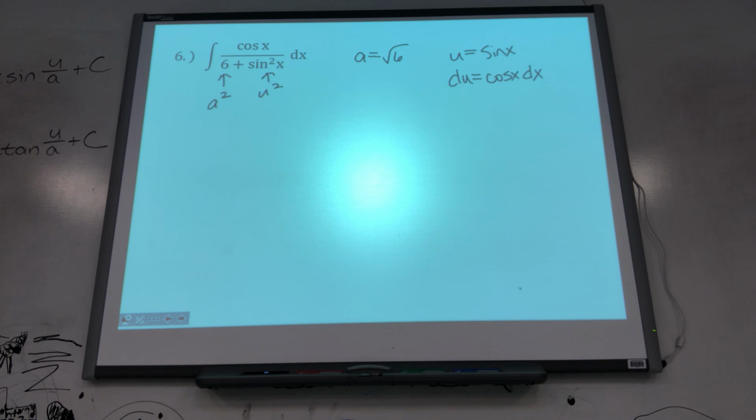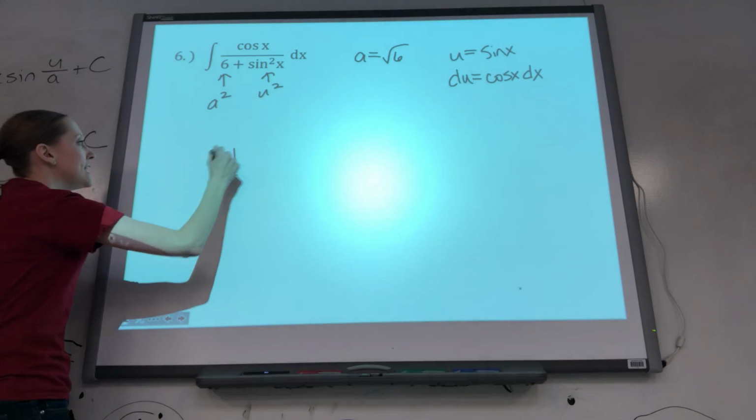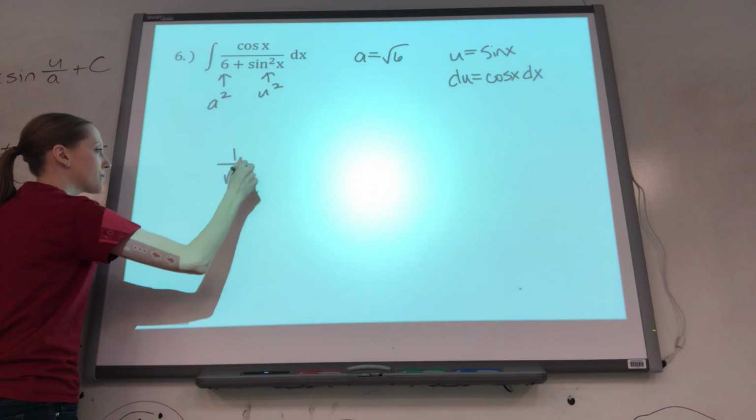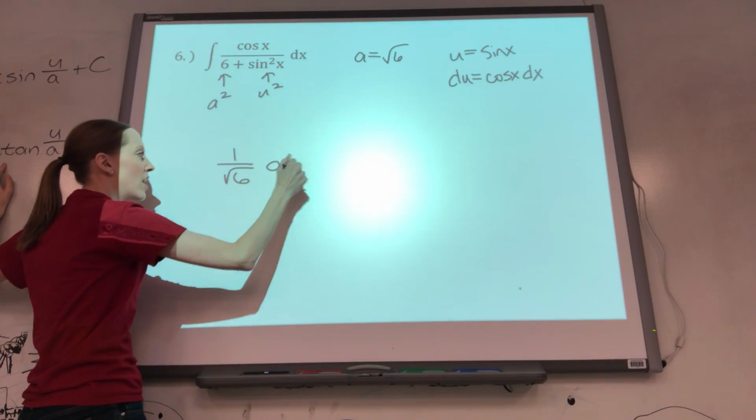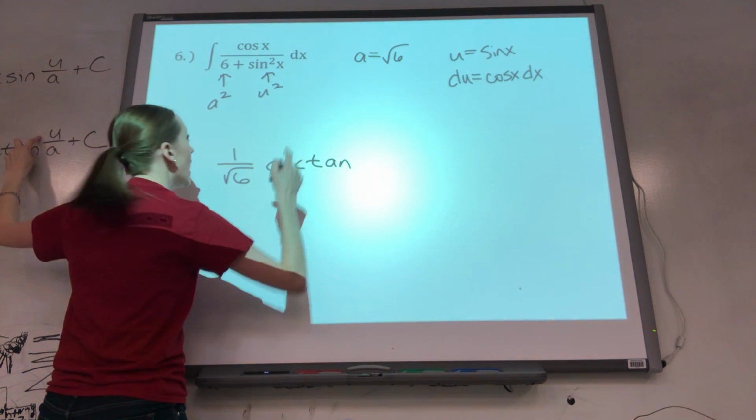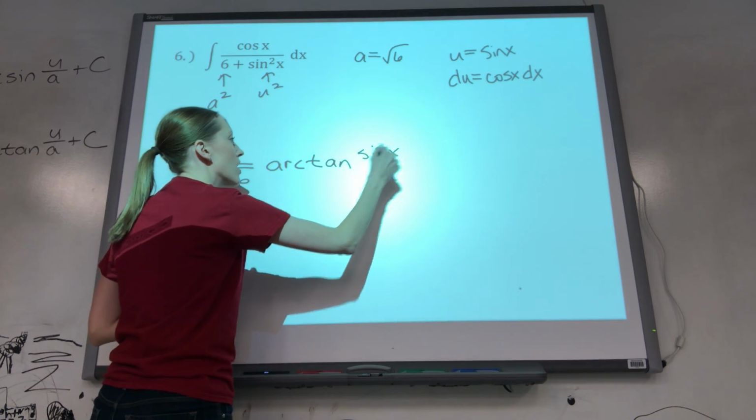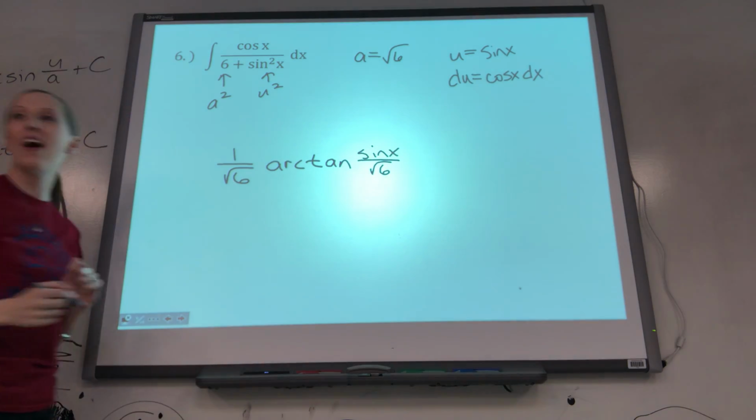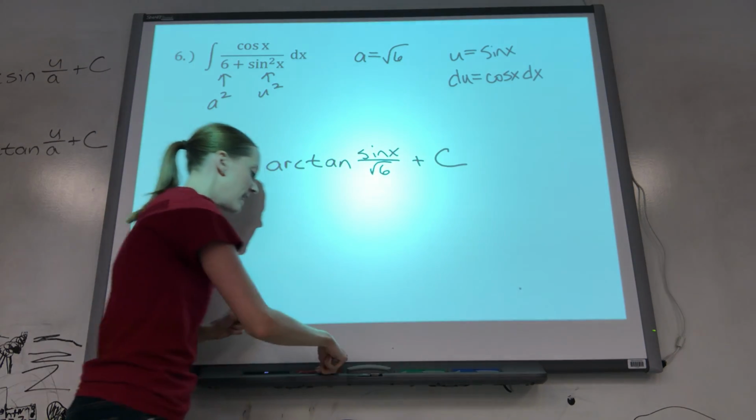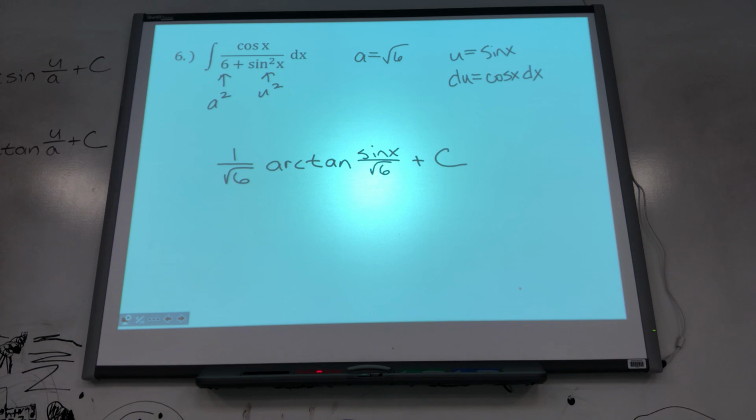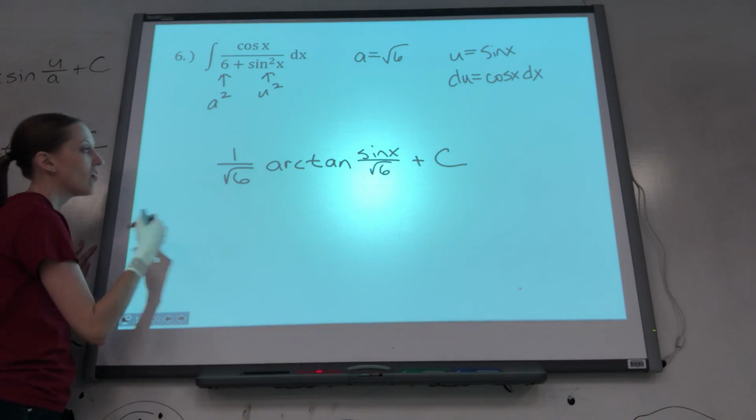Now, we will have to work on our answer a little bit because of the square root, but let me just start to piece it all together. I need 1 over A, and I don't like that because I got a square root on bottom. I'll have to fix that here in a second. Arc tan of U over A. I don't like that either. I'll have to fix that here in a second. Plus C.